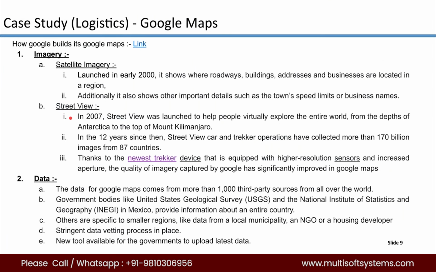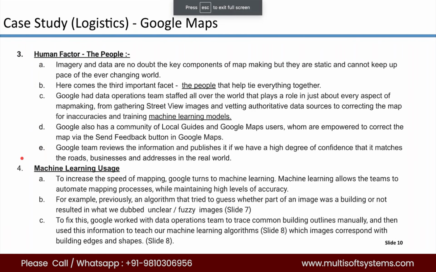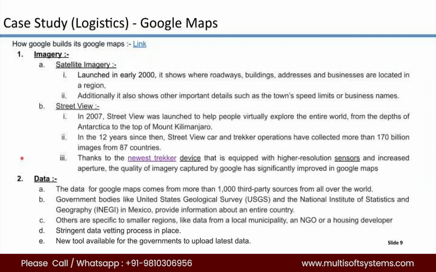So how is Google Map made, and how do they make use of big data? Basically, they have divided everything into four: your imagery, your data, your human factor, the people, and machine learning. Right? So let's go and find out what these things are. What is imagery? Obviously, they will take images from the satellite, right? Launched in early 2000, it shows where the roadways, buildings, addresses and businesses are located in the region. For example, in my Google Map, and I'm sure you can also see this in yours, I can see the location and actually see my building in it, even my swimming pool as well. I can see that, right?